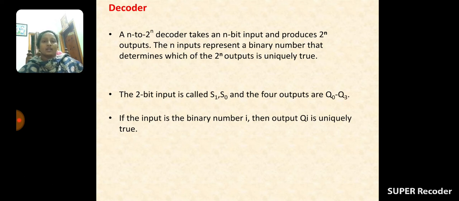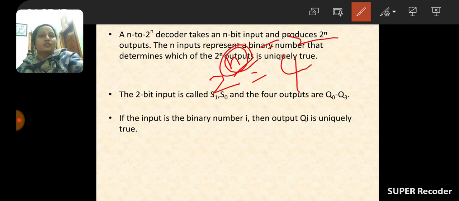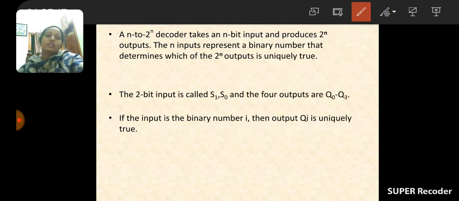Okay, for example, if it contains 4 output lines, how many input lines are there? 2 only. So here n indicates the input lines, not selecting lines. In the previous case, in multiplexer and demultiplexer, n indicates only the number of inputs, but here it indicates the number of inputs, not selecting lines. Here the inputs are indicated with S1 as well as S0 only.